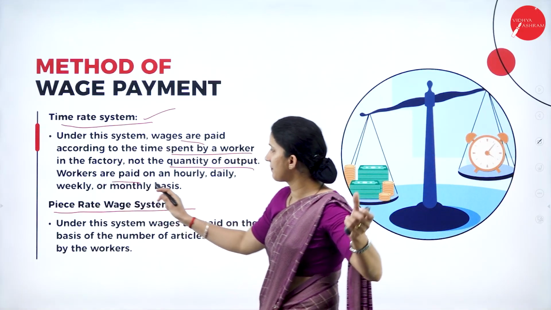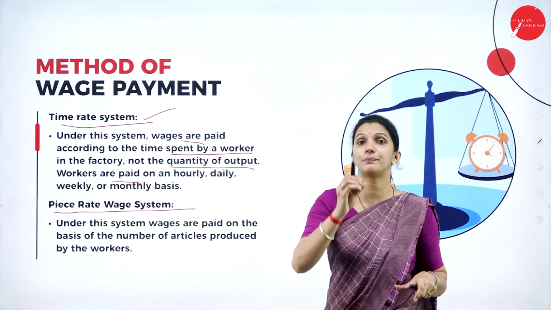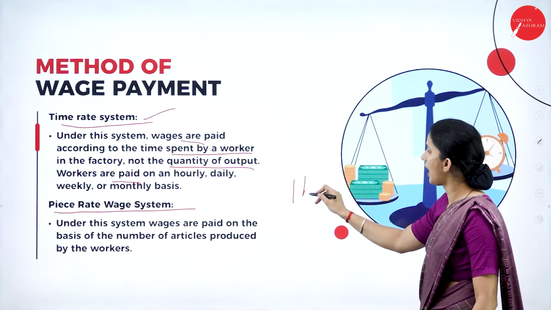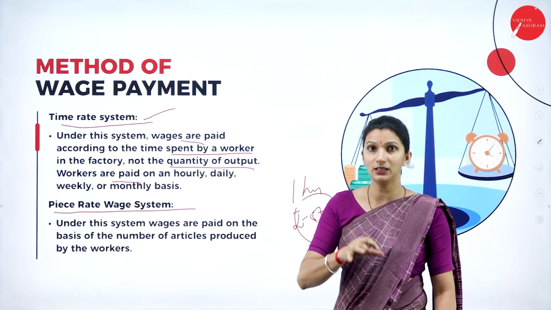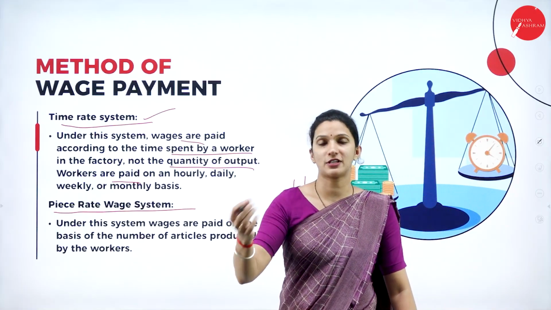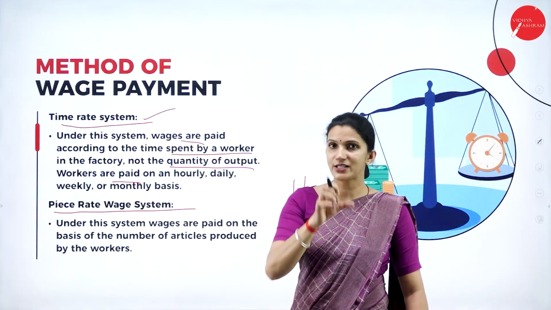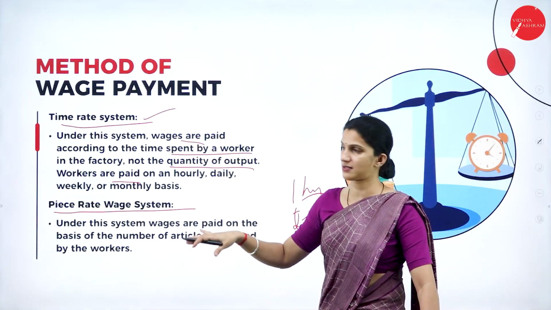Here workers are paid on an hourly basis, that means per hour. For example, for 1 hour of work, maybe rupees 30 or 50. This is just an example. That is the amount fixed for 1 hour of work. That we call the time rate system.